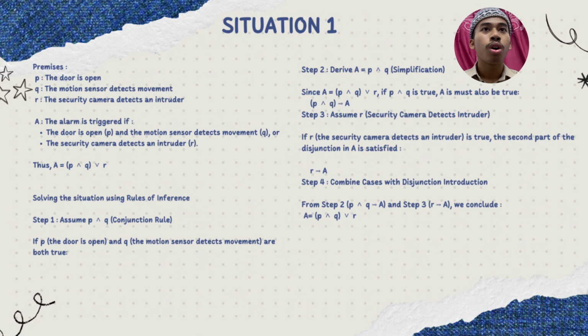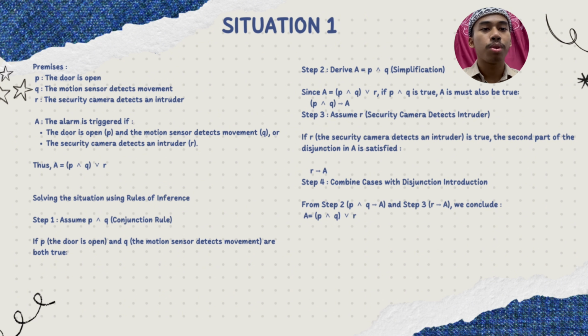Okay, so we will solve the situation using rules of inference. So step 1, we assume P and Q. We start by assuming both P and Q are true. Since both are true, we combine them using the conjunction rule. The result is P and Q. This establishes the first possibility for triggering the alarm.